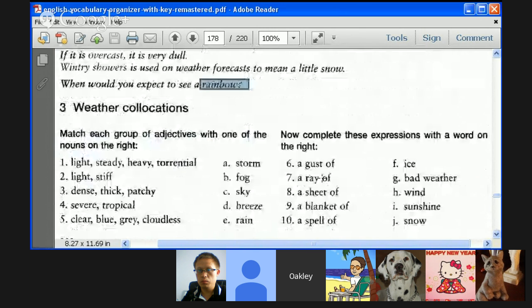Okay, let's look at a couple different ones. Match each group of adjectives with one of the nouns on the right. So, again, more collocations. What noun would all these adjectives actually match up with? Zinio, taking it over to you. Zinio? Light, a steady, a heavy, a torrential. Which word here would these match up with?